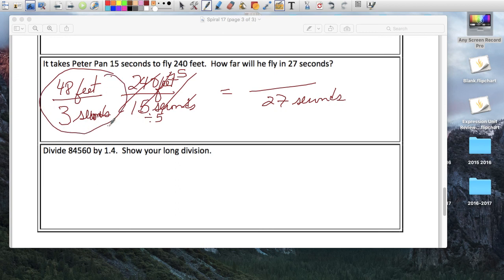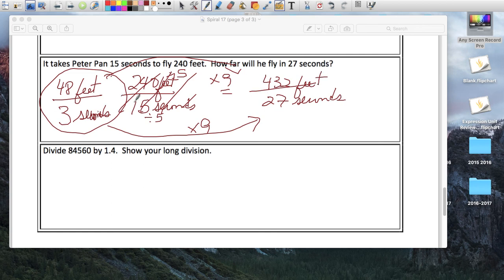Is there a relationship now between 3 and 27? Yes, times 9. I'm going to multiply the top times 9, and 48 times 9 is going to be 432 feet.